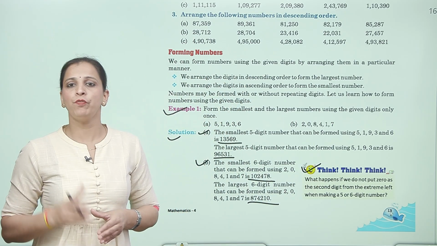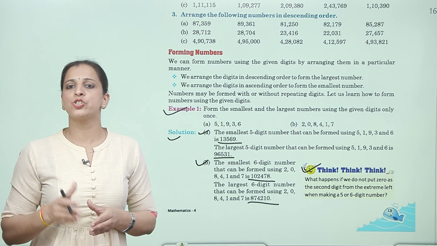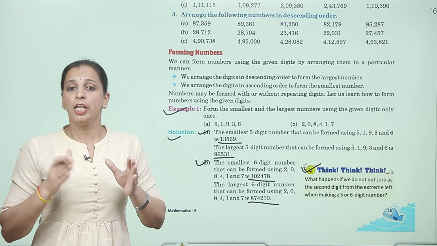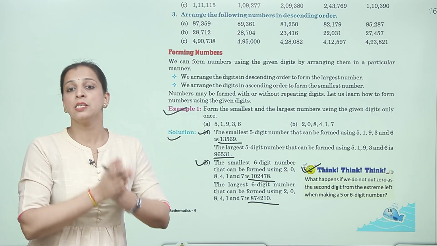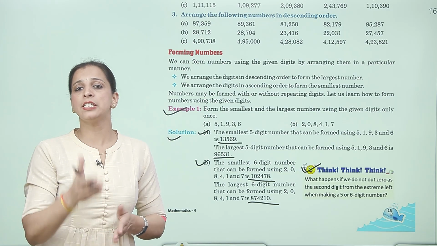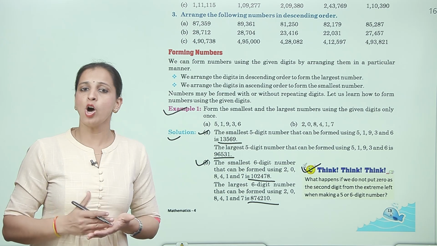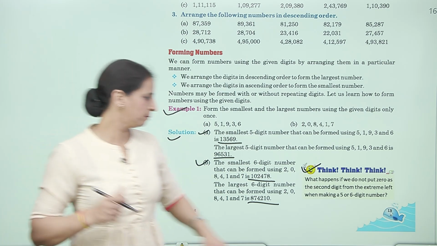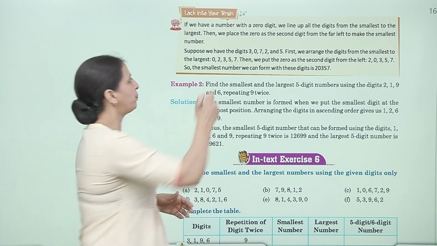Now think. What happens if we do not put zero as the second digit from the extreme left when making a 5 or 6-digit number? If we put the 0 at the leftmost place, then the 5-digit number becomes a 4-digit number and the 6-digit number becomes a 5-digit number. So always put 0 in the second place, right?